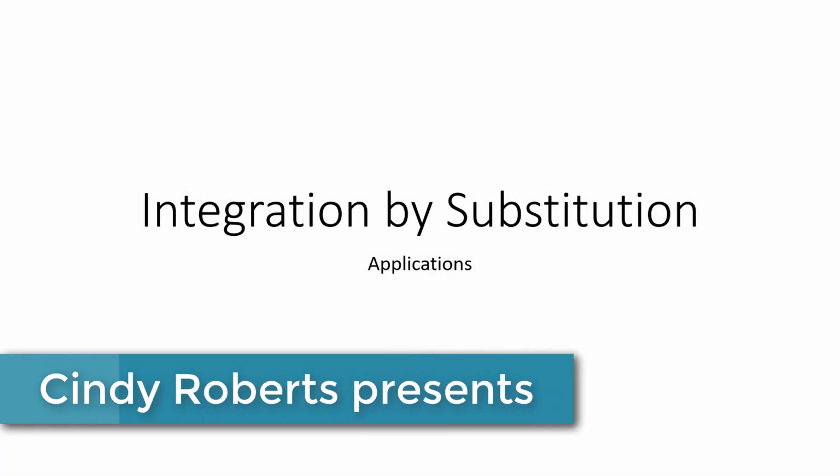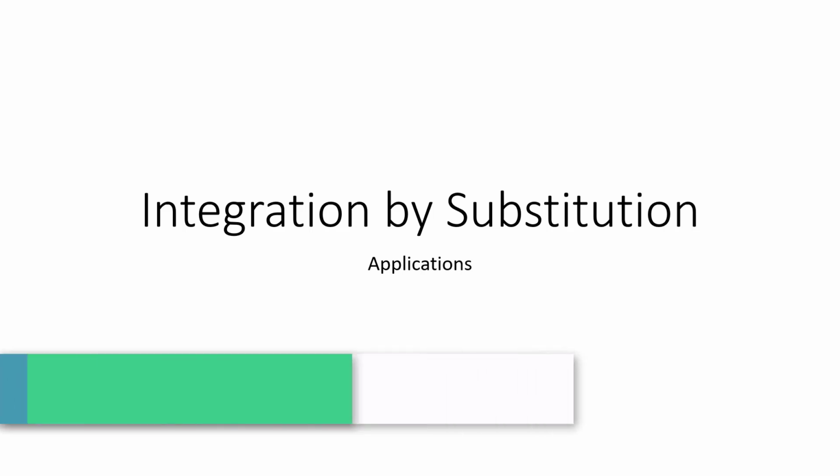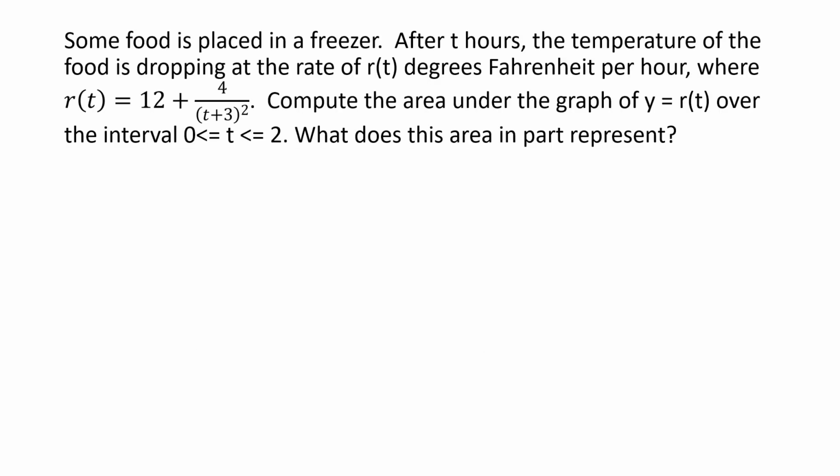Okay, let's look at some actual applications of integration by substitution. Some food is placed in a freezer. After T hours, the temperature of the food is dropping at the rate, a derivative of R of T degrees Fahrenheit per hour, where R of T equals this big old bad boy. Compute the area under the graph. So that means to do this from 0 to 2.